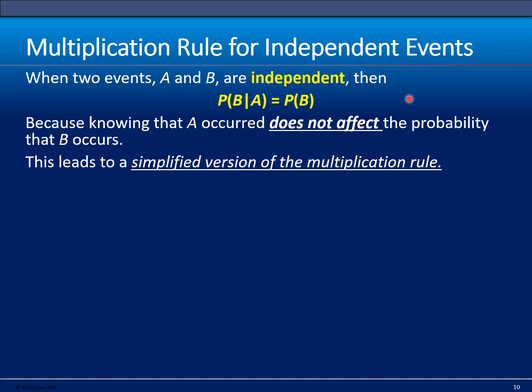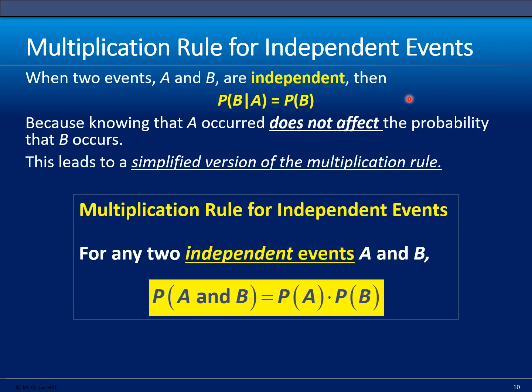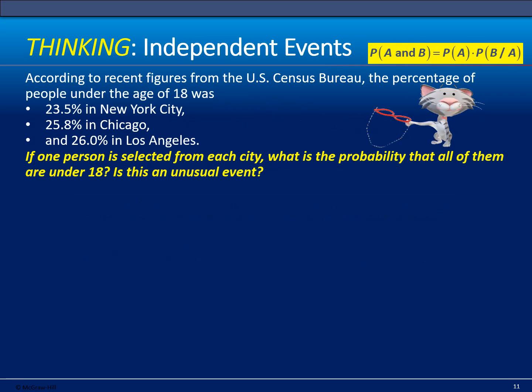Okay, this leads to a simplified version of the multiplication rule. So if we have two independent events, A and B, then the probability that something is both A and B is simply the product of both of their probabilities. So let's try one of these.